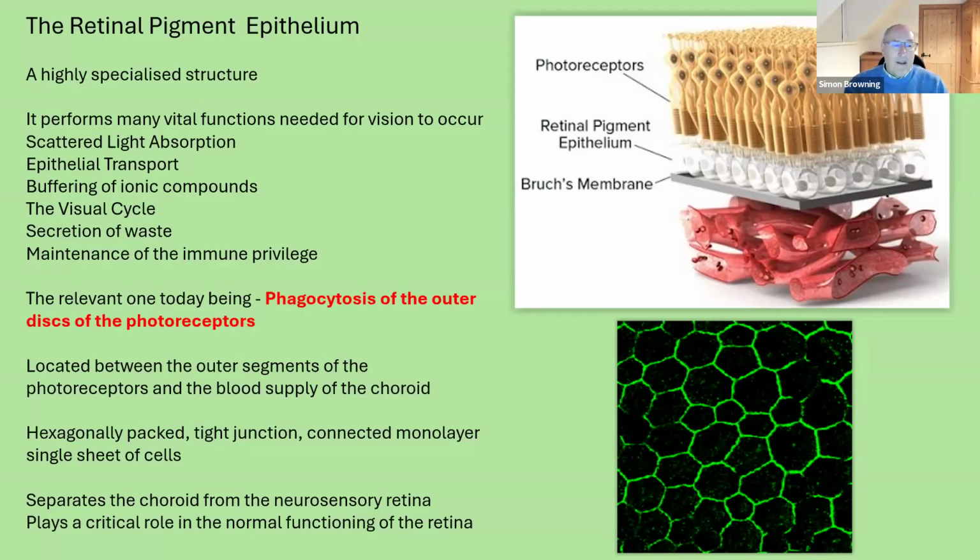So the retinal pigment epithelium is located between the outer segments of those photoreceptors and the blood supply of the choroid. As you can see from this histological stain slide here, they're hexagonally arranged cells, so it's a very, very strong structure. And it has what we call tight junctions on it. So nothing gets in and out of that cell through diffusion or anything like that. It has to be via active transport. And so this is how we have the immune privilege set up there. And it plays an absolutely critical role in the normal functioning of the retina.